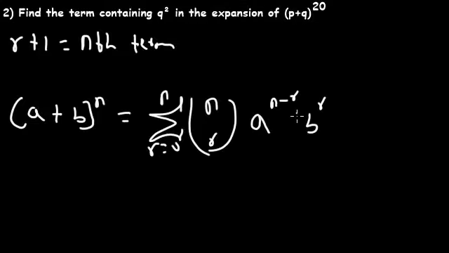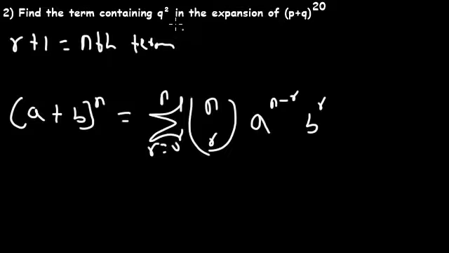This implies that whatever index is attached to a, that index will be n minus r. Are we together? Whatever power you see attached to a, that power will be n minus r. And whatever power you see attached to b, that power will be r. Because that's how the logic works. That's the pattern for the entire expansion.